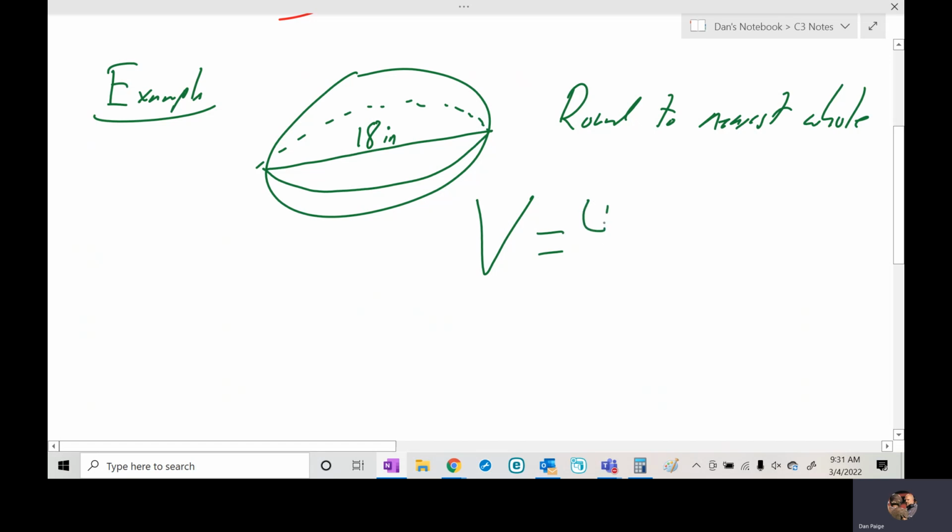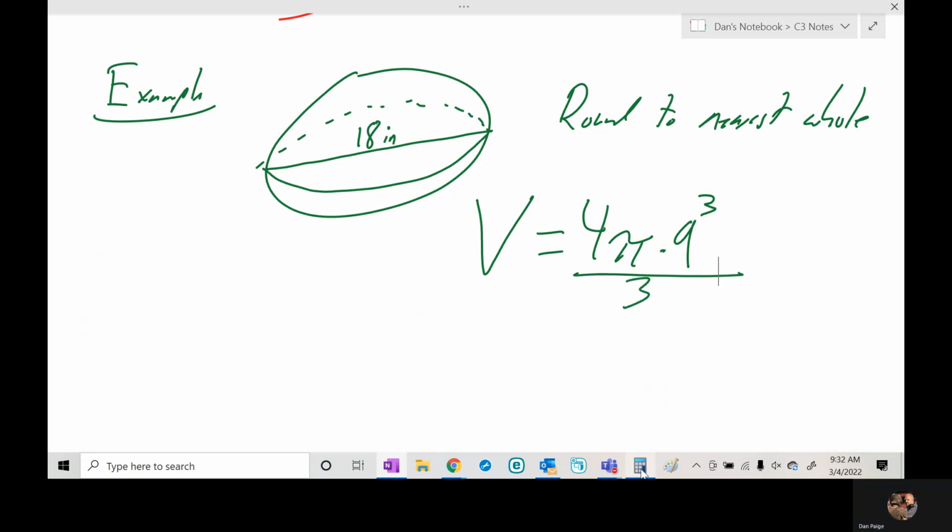Volume equals 4 pi times the radius. Oh, man. Oh, you guys are good. 9. Now, it's not 9 squared. It's 9 to the third power. Yeah, cubed is what we call it. That is the most common mistake. Students just by habit will do it to the second power, not the third power. And then you get all of that and divide it by 3.